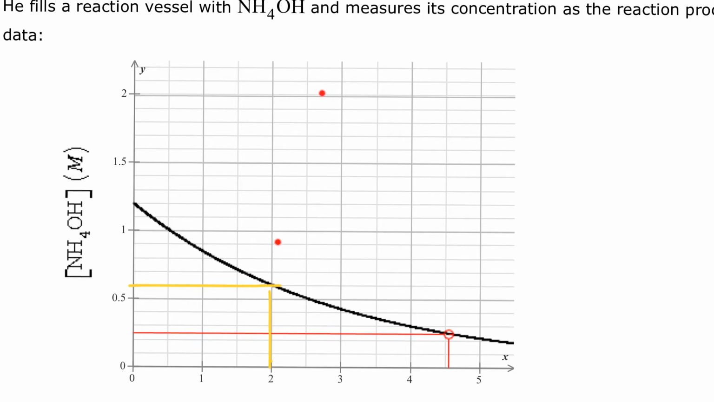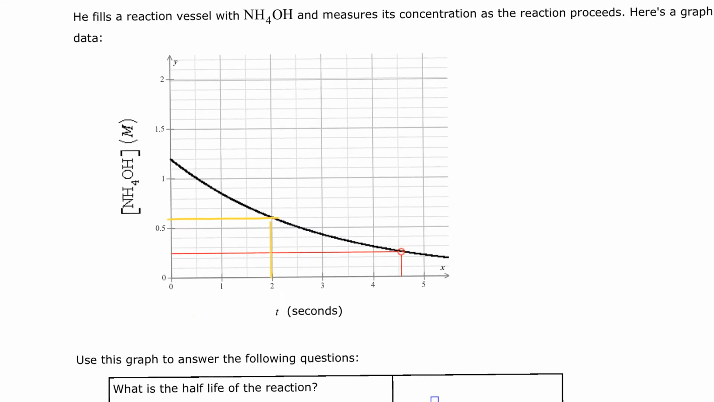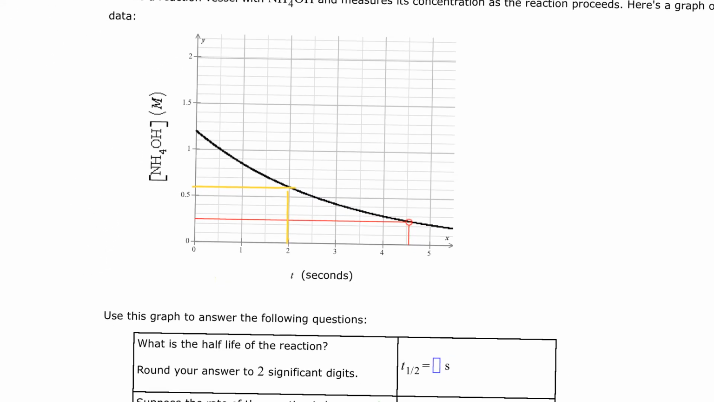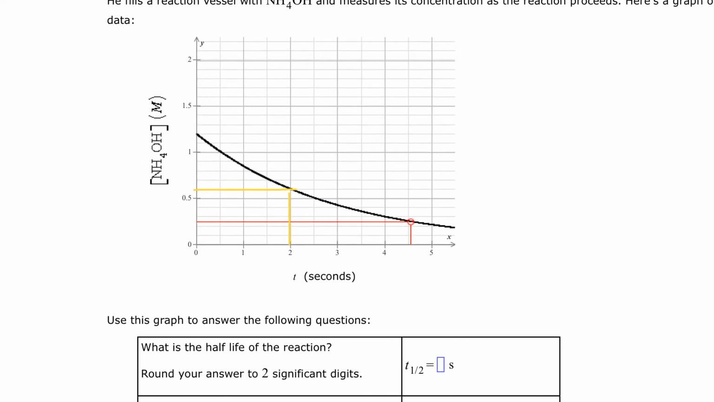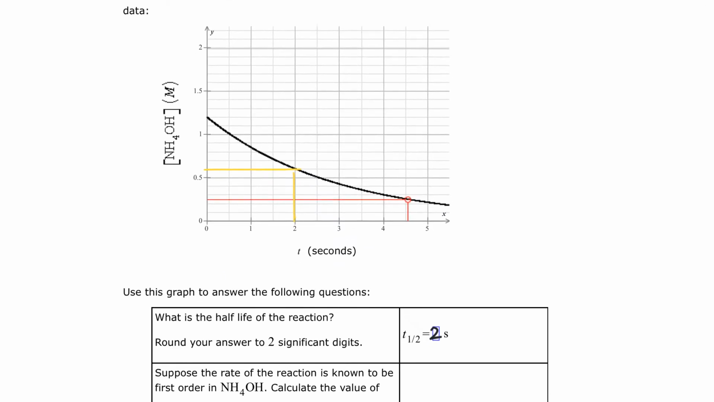So we want to go back to the first question. What is the half-life of the reaction? Okay, well, the half-life of the reaction is 2 seconds. Okay, because it takes 2 seconds to drop down to half at whatever this rate is. Okay. All right. The next question.